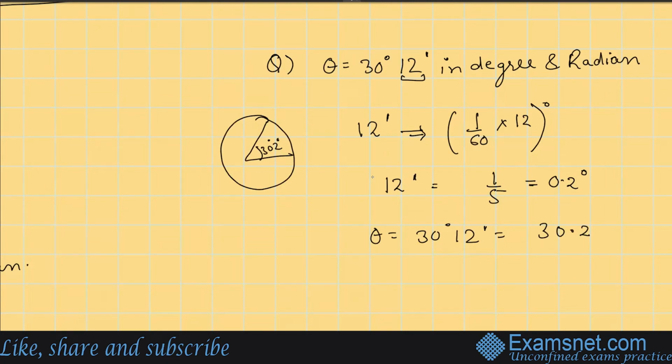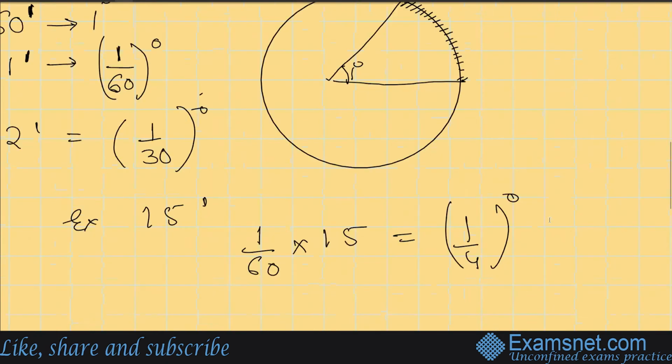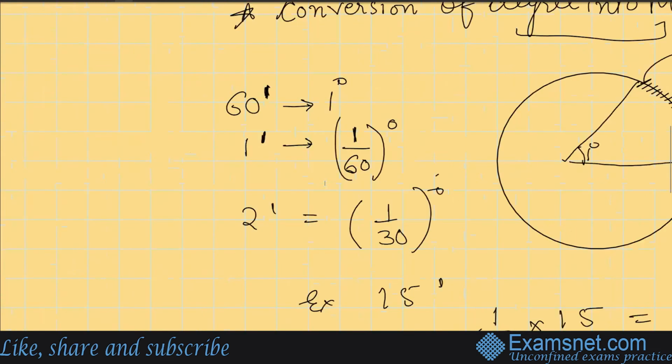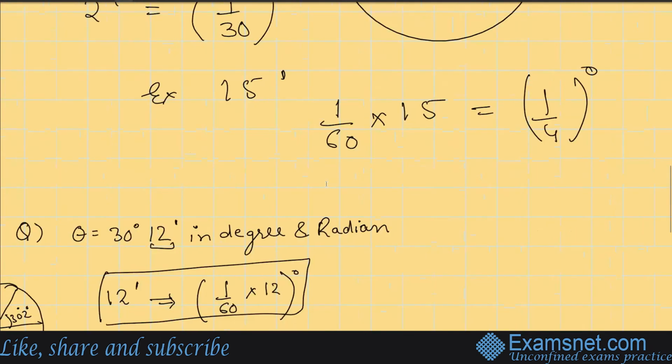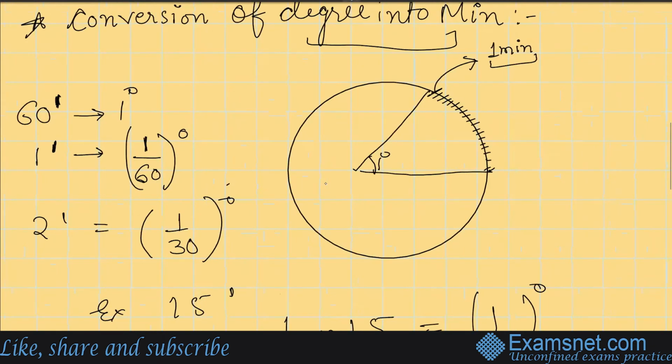Just you have to remember this one particular formula. I have just written it on the upside. Just have a look there. Yeah, this particular formula. For x minutes, it is 1 over 60 degree multiplied by that particular x minutes. So you will multiply this, and you will be converted into degrees. Okay. So this is important, and this is as well as easy for us to understand.